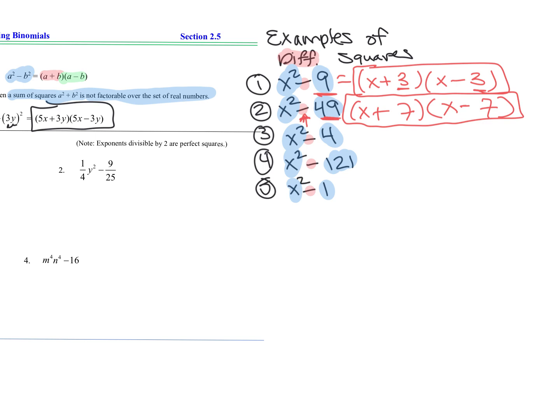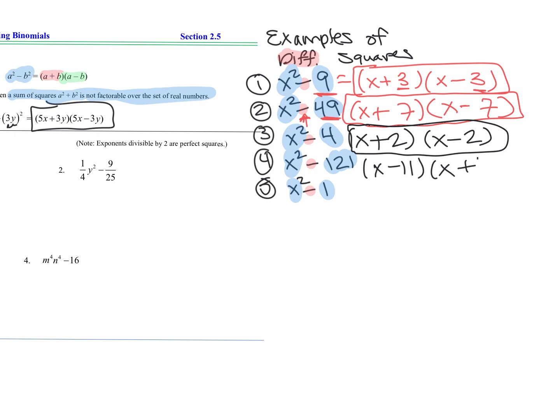And then for number 3, 4, and 5, maybe pause the video and try those, and I will share those answers with you in a moment. All right, x squared minus 4 would factor to x plus 2, x minus 2. And I just want to note that it doesn't matter if you put the plus or minus first. So for this next one, the square root of 121 is 11. So this would be x minus 11, x plus 11.